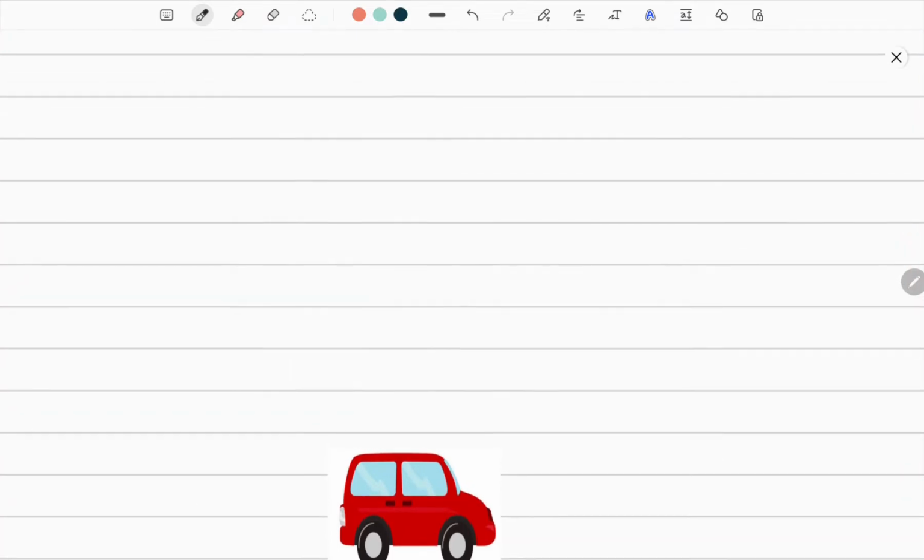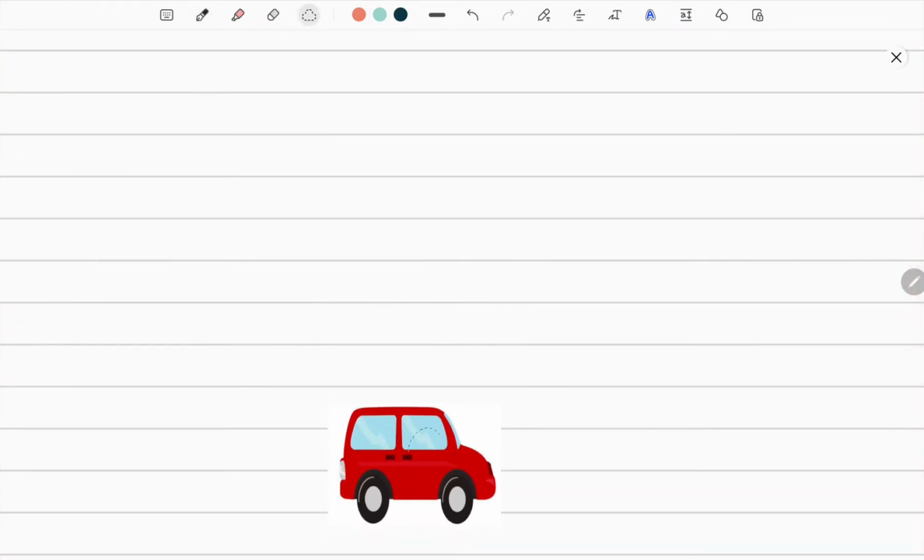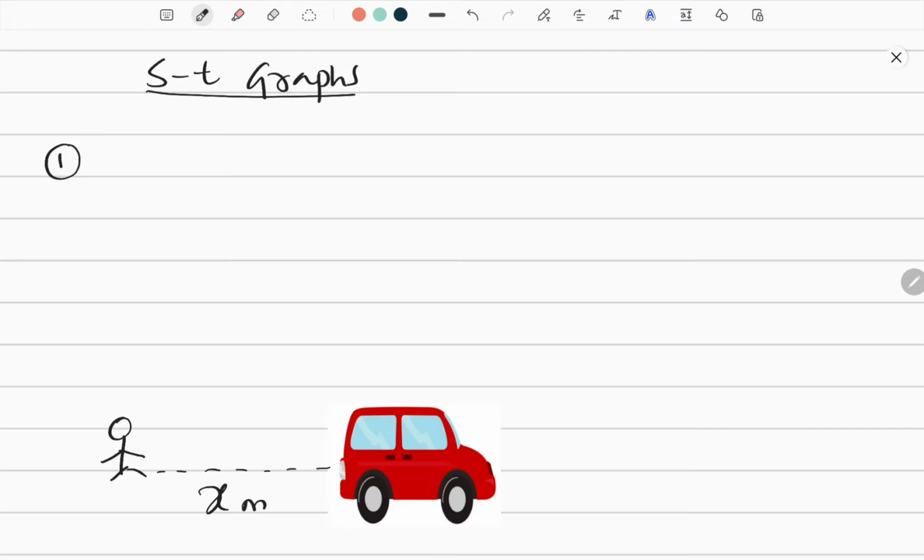Then we'll discuss. I will be using this car again and again to explain a few things. So we are studying s-t graphs now. In the s-t graph, let us see the first case. It has to be explained with the help of an example. For example, there is a boy standing here. This car is at some distance, we don't know how much. Let me take this as x meter. He observed this car for a time period, for example 0 to 10 seconds.